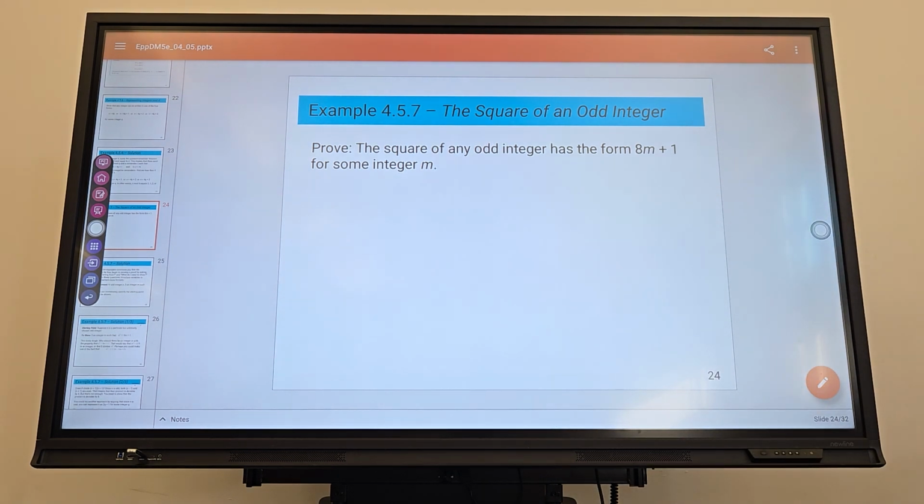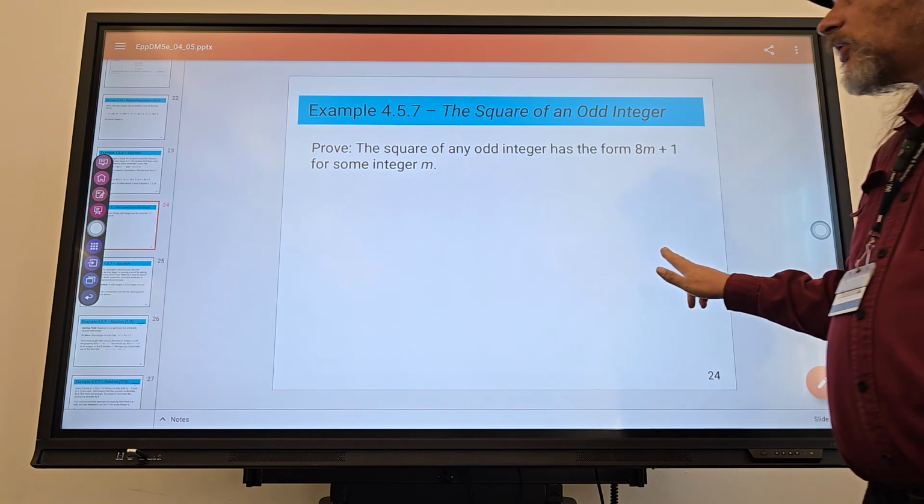Write this one down, because this is going to be homework due next Tuesday. We're going to look at some possibilities for how to go about this. But the square of any odd integer has the form 8m plus 1 for some integer m. So, how would you go about doing that?